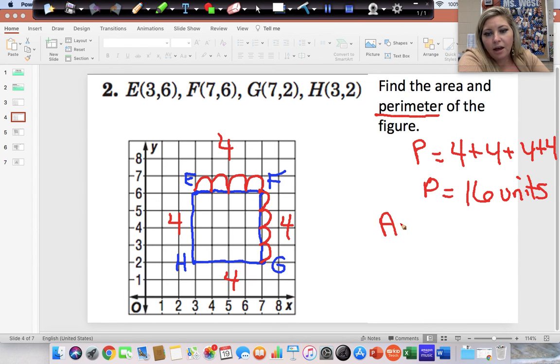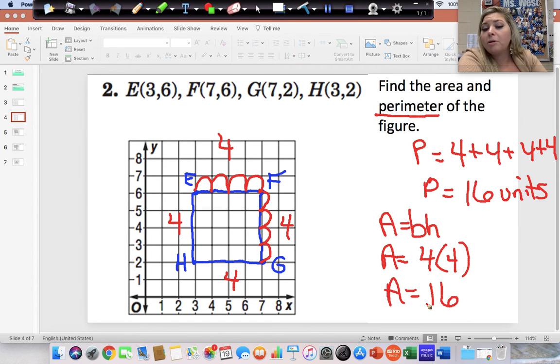And then area, again, for a square, it's base times height. Our base here is 4, and our height is also 4. So 4 times 4, and 4 times 4 also gives us 16.